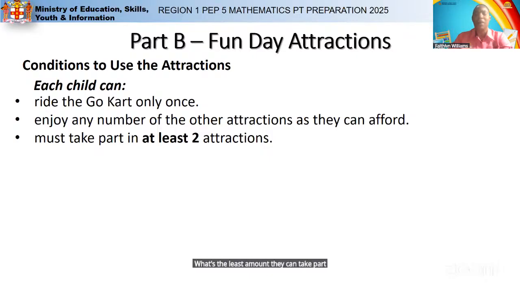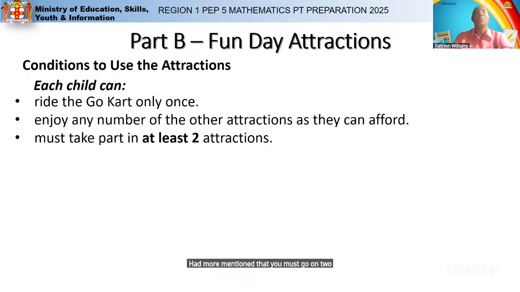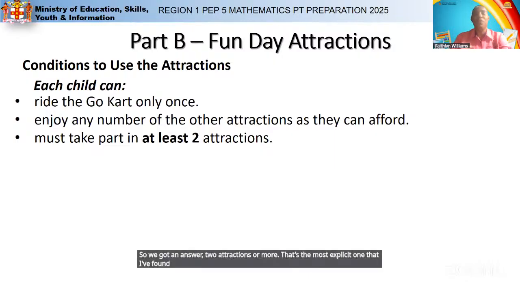Let's give someone else a chance. There are some answers in the chat, Mrs. Williams. Oh, go ahead, Miss Harris. There are several answers in the chat. I think I saw from Padmore that you must go on 2 or more attractions. Okay, that's a beautiful way to put it. 2 or more. And someone responded to your minimum question and put 2 attractions. So we got an answer, 2 attractions or more. That's the most explicit one that I've found so far. Great. Beautiful. Thank you so much, Miss Harris.